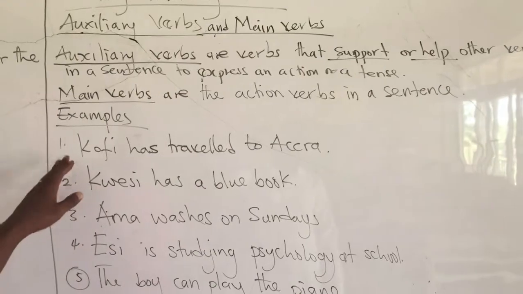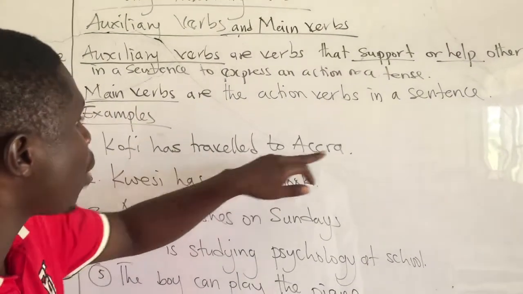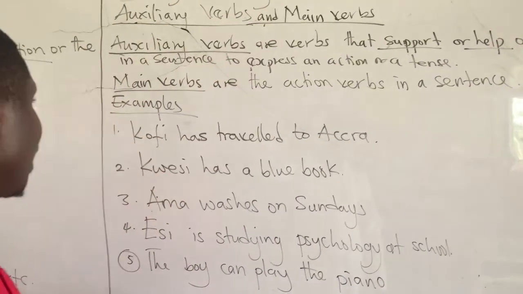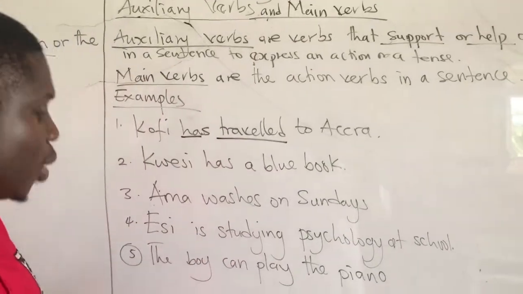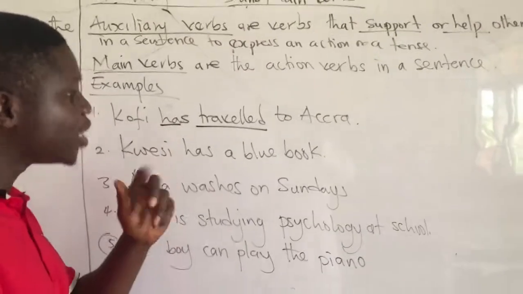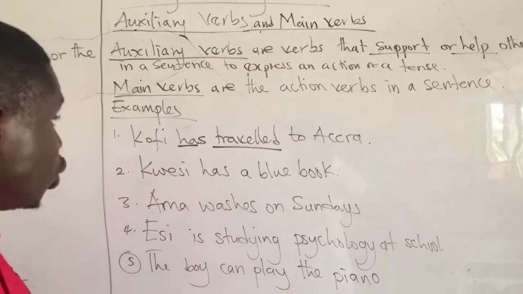For instance, if you take example 1 here, Kofi has traveled to Accra. In this sentence, we have two verbs. That is, has and traveled. Now, these two verbs, one is an auxiliary verb and the other is a main verb. How do you know the difference?